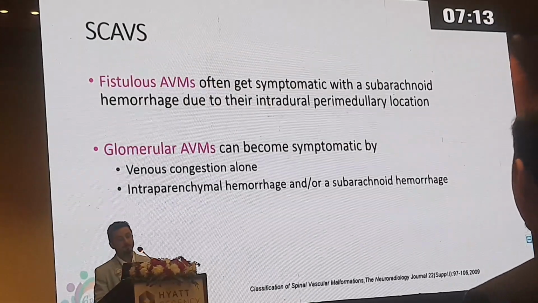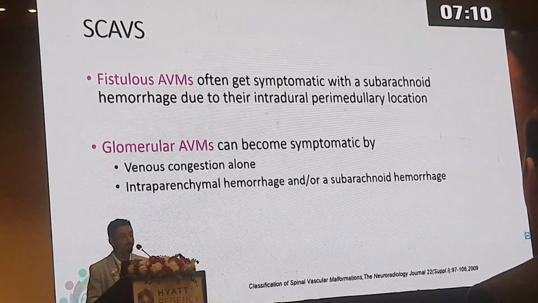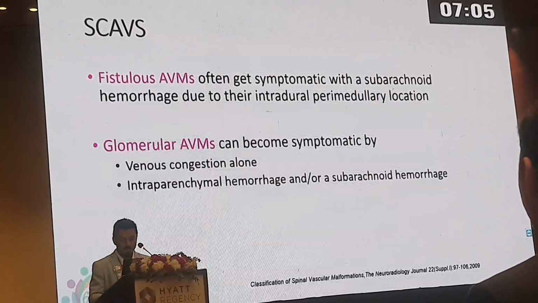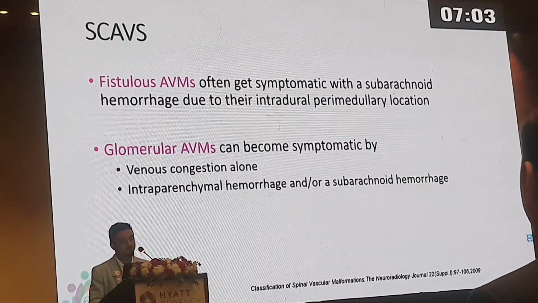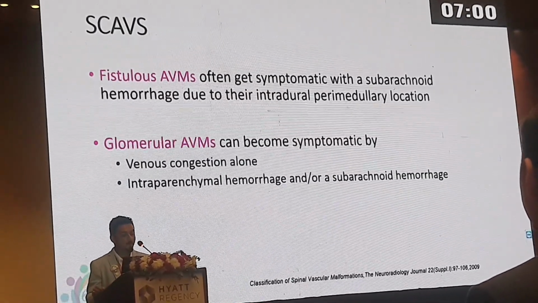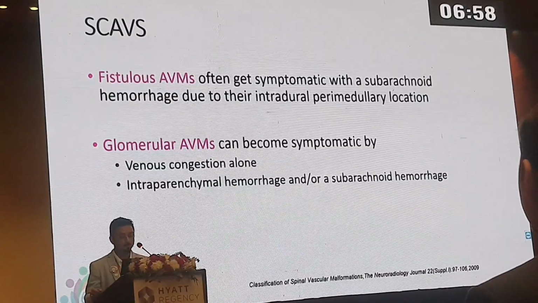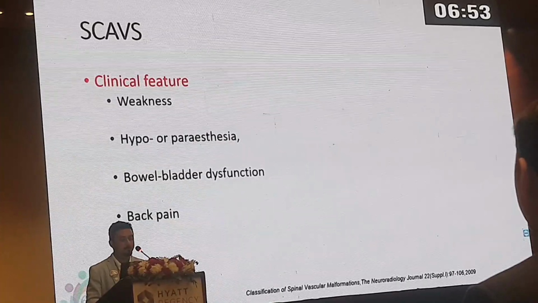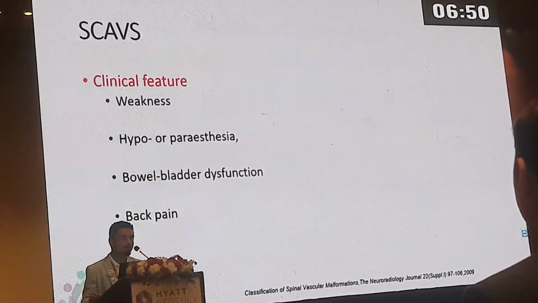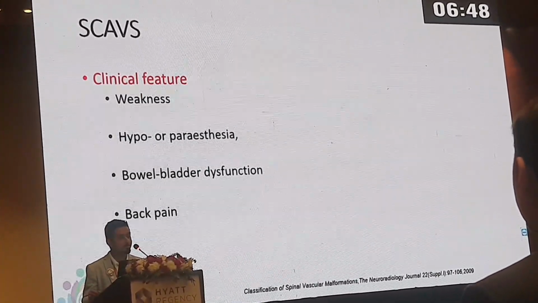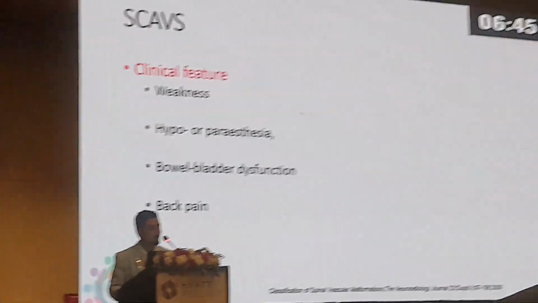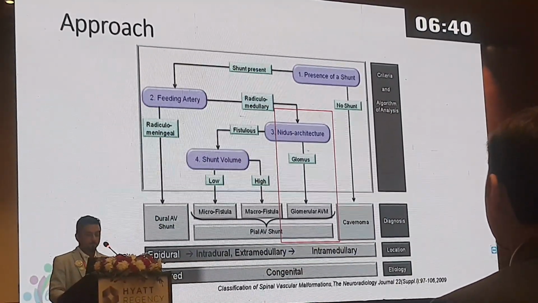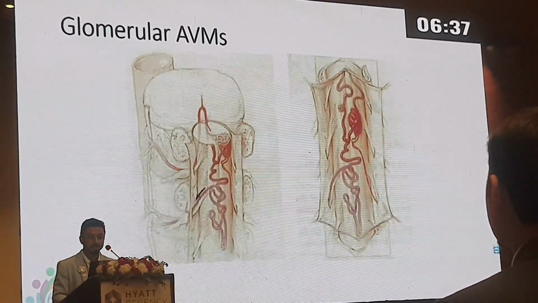The fistulas usually become symptomatic from hemorrhage because of their location, which is inside the very eloquent location. Glomus AVMs become symptomatic either by venous congestion alone, or they may also present with hemorrhage. Clinical features include motor deficit, weakness, paresthesias, and for a shunt located in the conus medullaris, they present with bladder dysfunction and back pain. Now, in the glomus type of shunts, we may see a nidus.